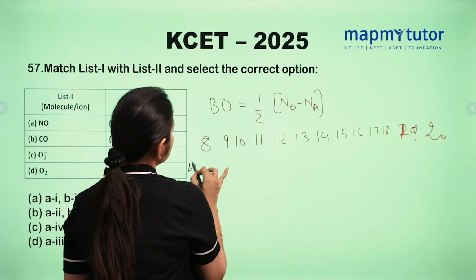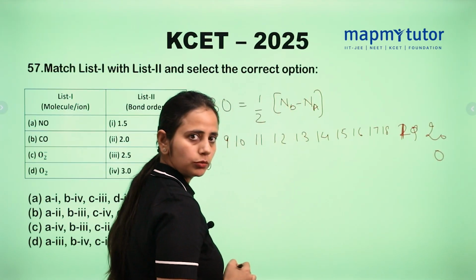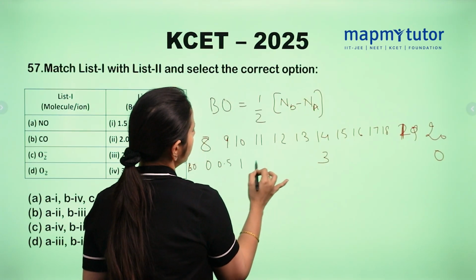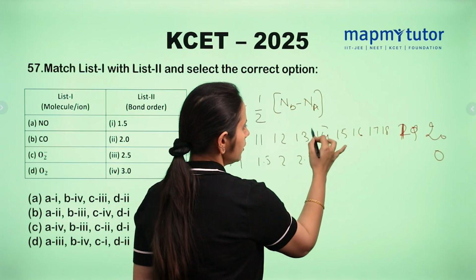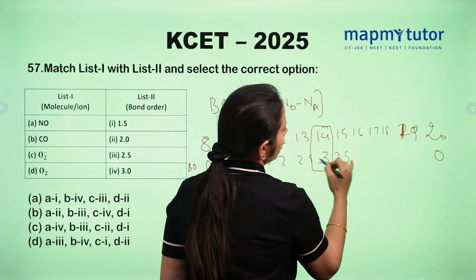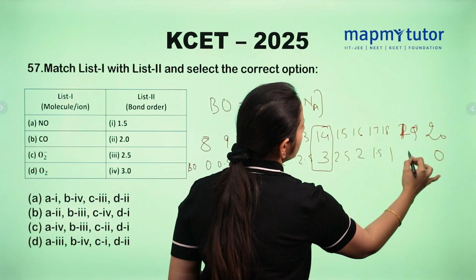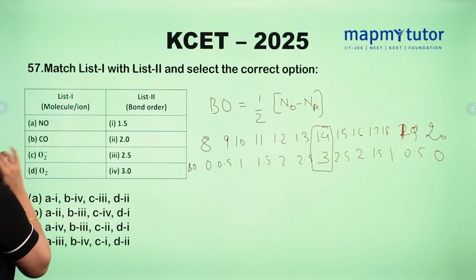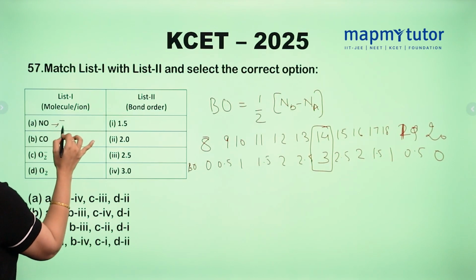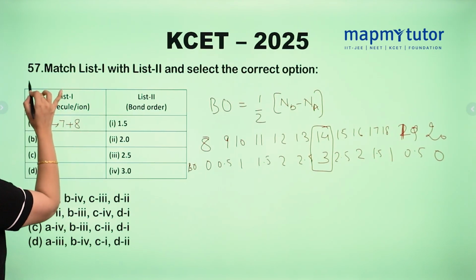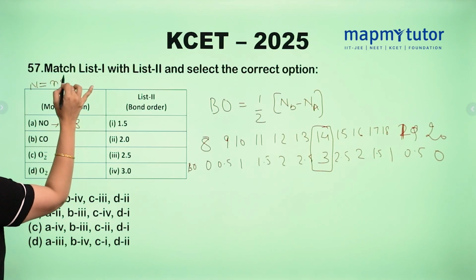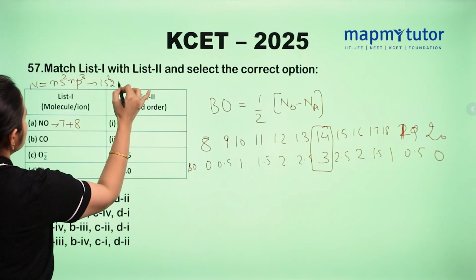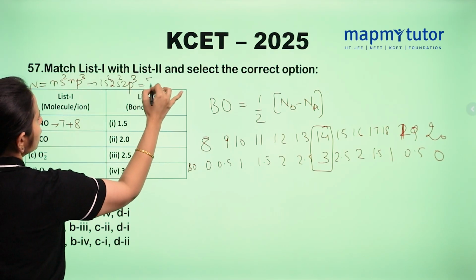The bond order will start from 0, and for 14 it will be 3. Just go in this increasing order: 0.5, 1, 1.5, 2, 2.5 and 3. And again in decreasing order: 2.5, 2, 1.5, 1, 0.5 and 0. So now we need to just calculate the number of electrons for NO. It will be nitrogen 7, oxygen 8. How 7 for nitrogen? Nitrogen's electronic configuration is 1s2, 2s2, 2p3, so the number of electrons here is 7.